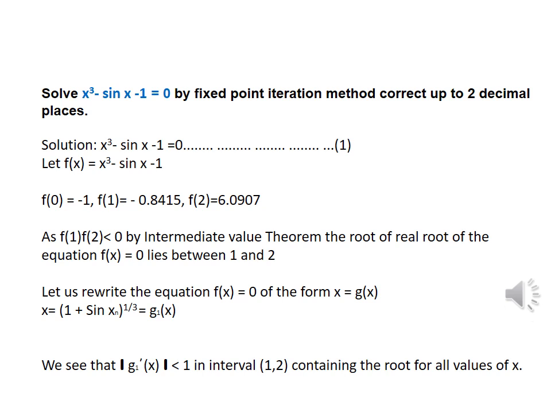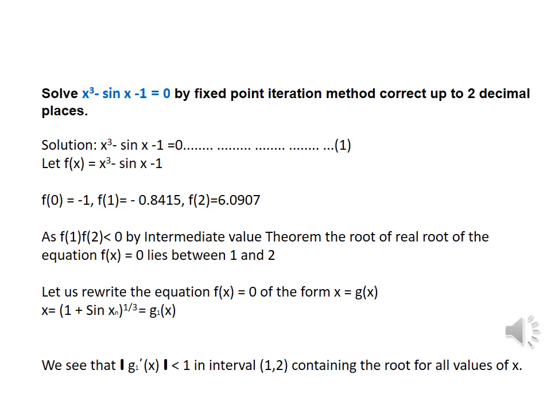In another sense, we can also say that the multiplication of these two values becomes negative, which happens only when one of the values is negative. So you just multiply these two values, and if you get a negative, you can say that the root of the equation lies between these two inputs, that is, here 1 and 2.